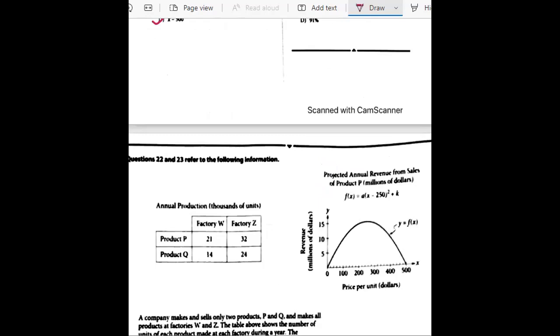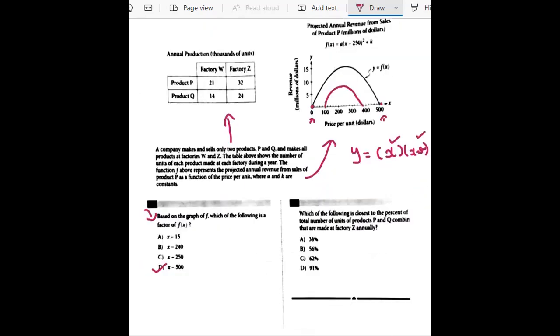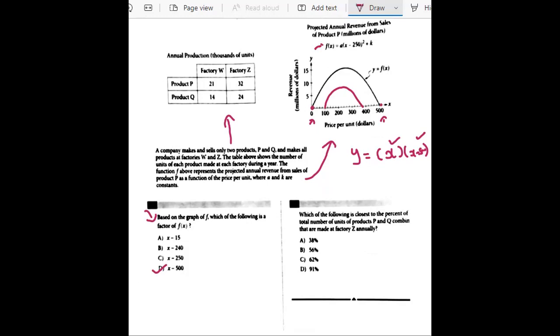Ma'am, can you tell me the way I did it was, in the equation written above, there is x minus 250 whole square, so I considered that a factor. Can you tell me how that was wrong? Okay, this one. Yeah. Okay, look. Now this is not a factor.